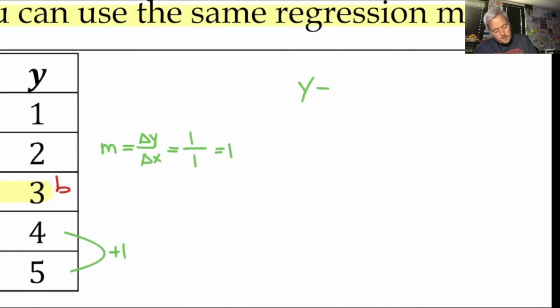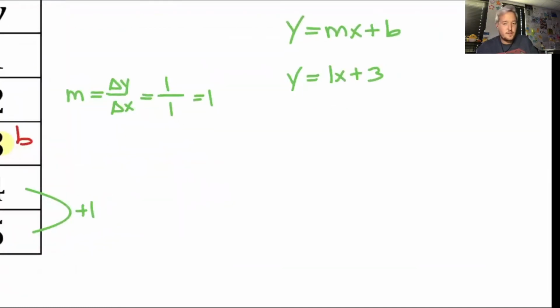So I'm going to plug in to slope-intercept form. So I have y equals 1x plus my b value of 3. I don't have to write the 1 right there, so I just have y equals x plus 3.